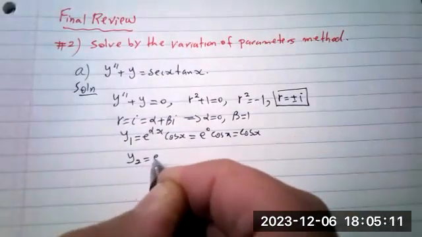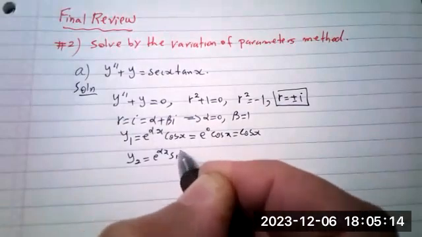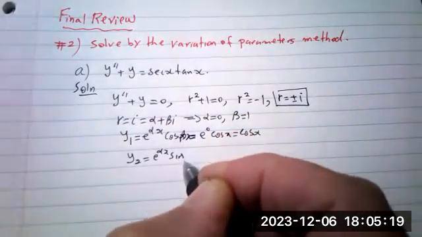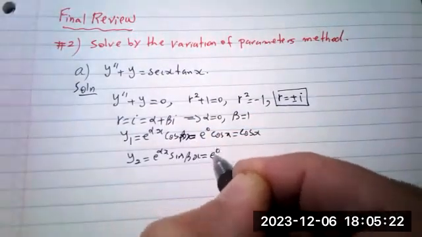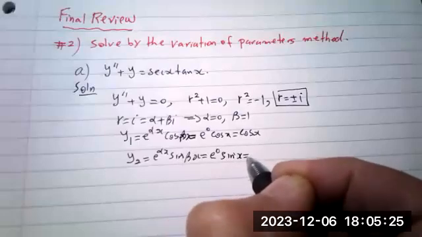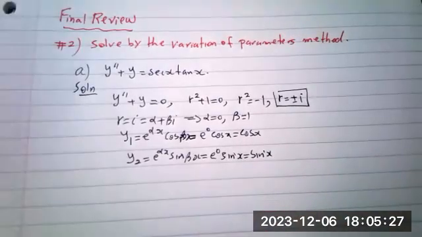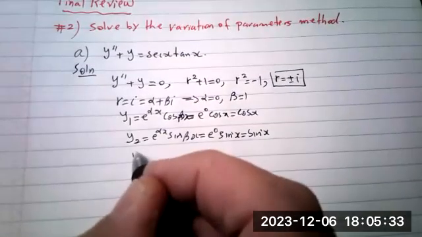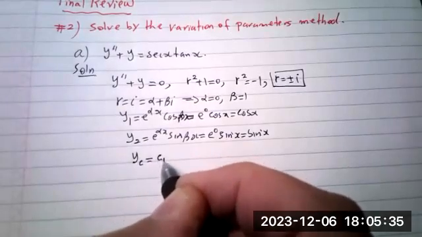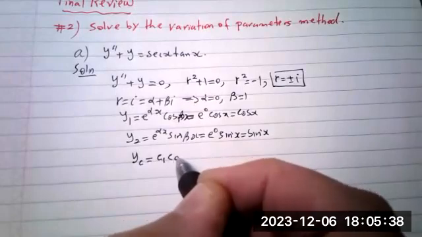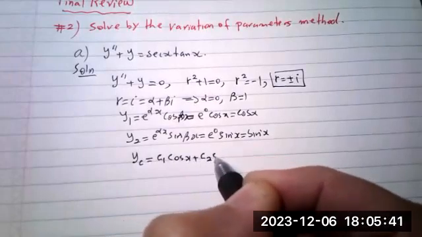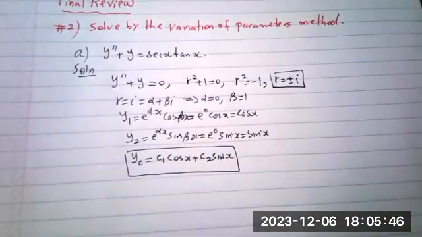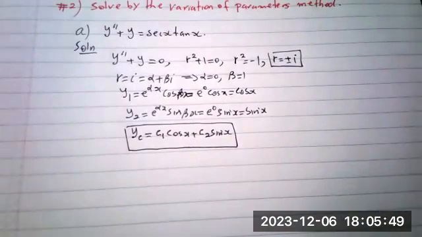And the second one is e to the alpha x sine of beta x, sorry, that's a beta x here. So it's e to the 0 sine of x. So that gives you sine x. So y1 is cosine, y2 is sine. So the general solution for the homogeneous one is going to be C1 cosine of x plus C2 sine of x. This is the solution to the complementary homogeneous equation.